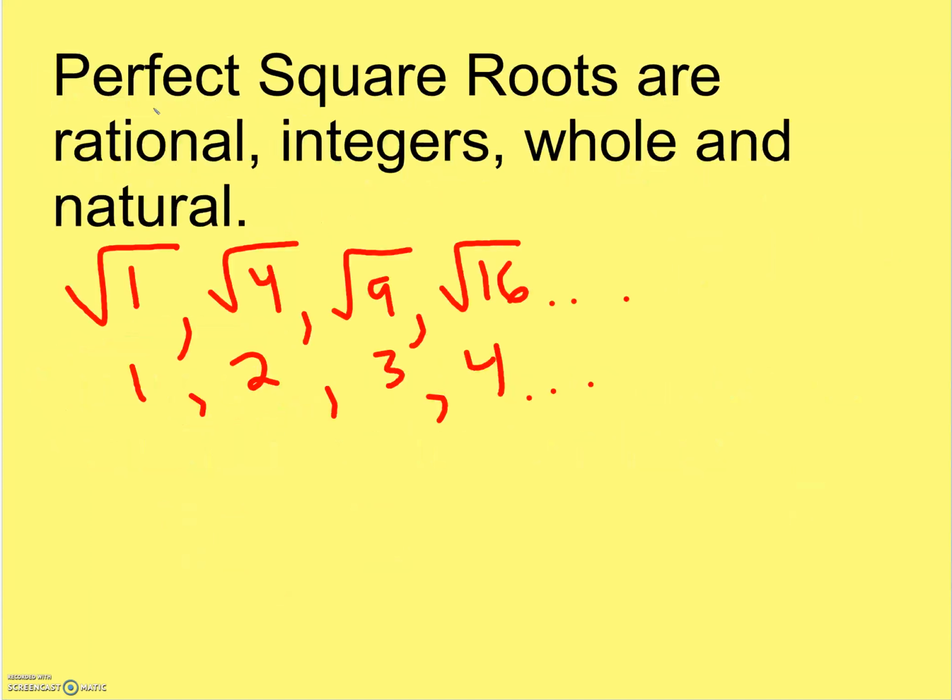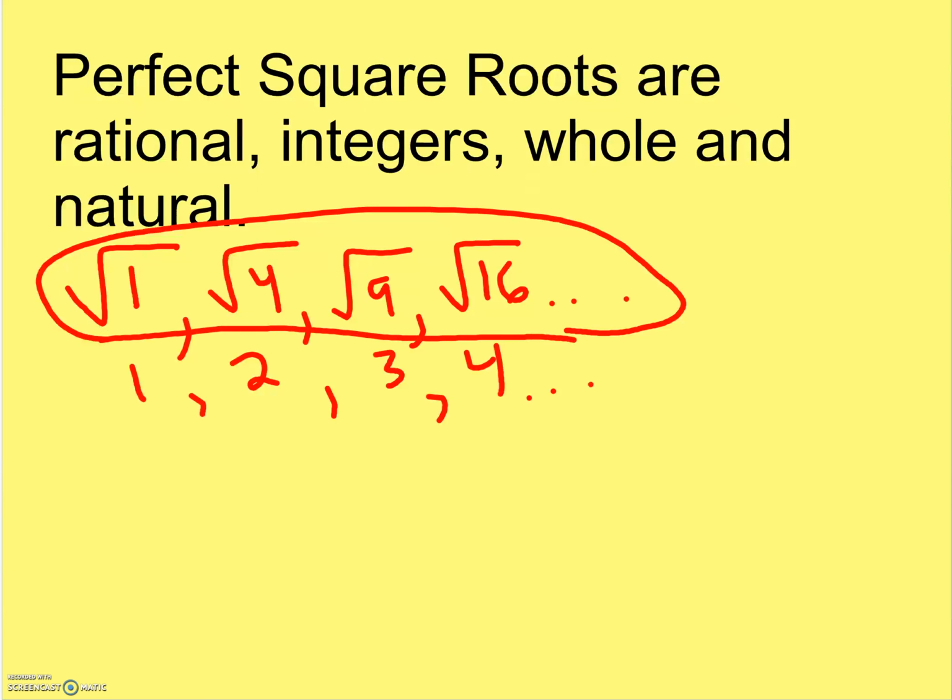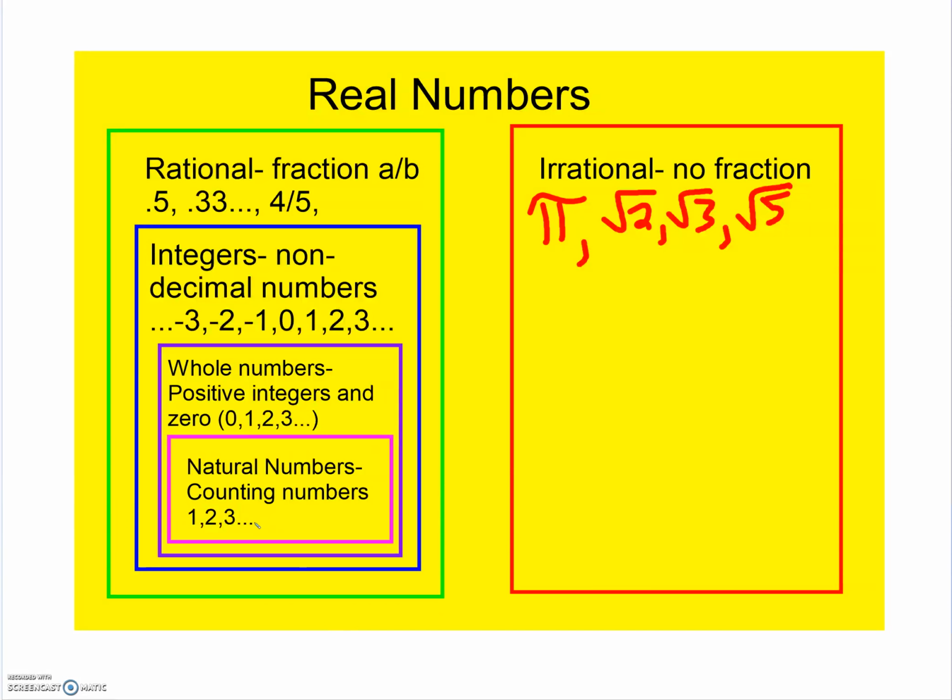The other thing I want to point out: perfect square roots are rational, integers, whole, and natural. The square root of 1 is 1, the square root of 4 is 2, the square root of 9 is 3, the square root of 16 is 4. So when I square root those, I get those numbers, going back up to this particular slide, so that would fall in the natural numbers. Square root of 4 would fall right down in there, which would equal 2. Let's not even bother writing that. All right, let's move on.